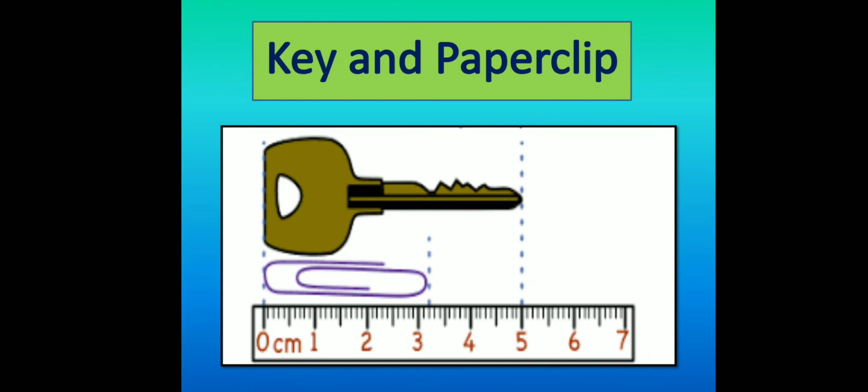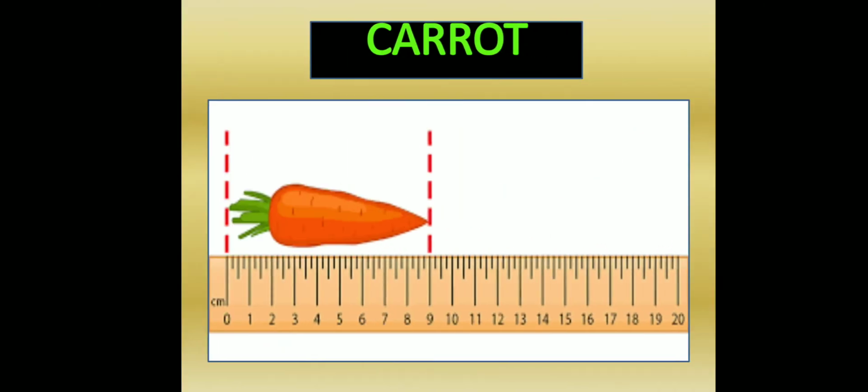Now next example is key and paper clip. From the picture you must have observed that the measurement of key is about 5 centimeter and the paper clip is 3 centimeter. Next example is carrot. Can you identify what is the measurement of carrot in this picture? Yes, it is 9 centimeter. And you must be careful while measuring it. You have to start with 0.